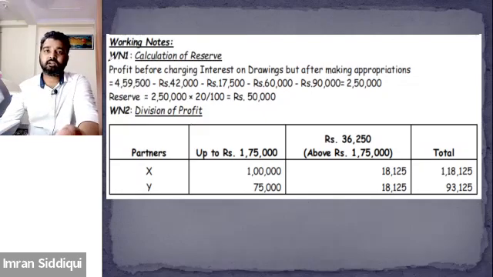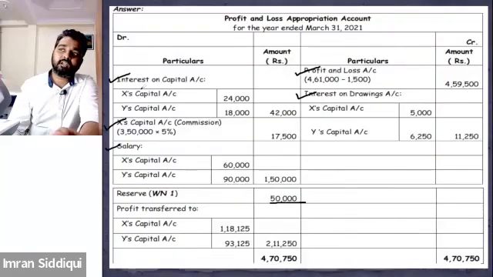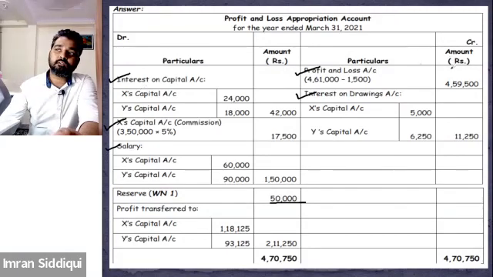So here I have made the working note. In the working note, you can clearly see the net profit is 4,59,500 after deducting the interest on loan. See, 4,59,500 is the net profit, right?